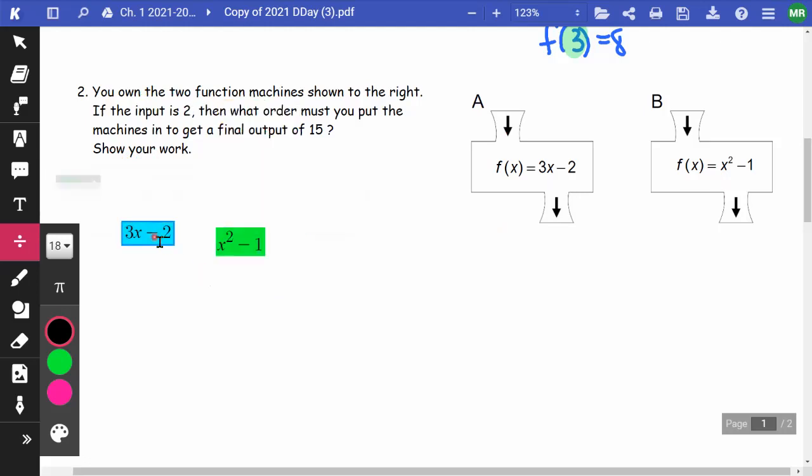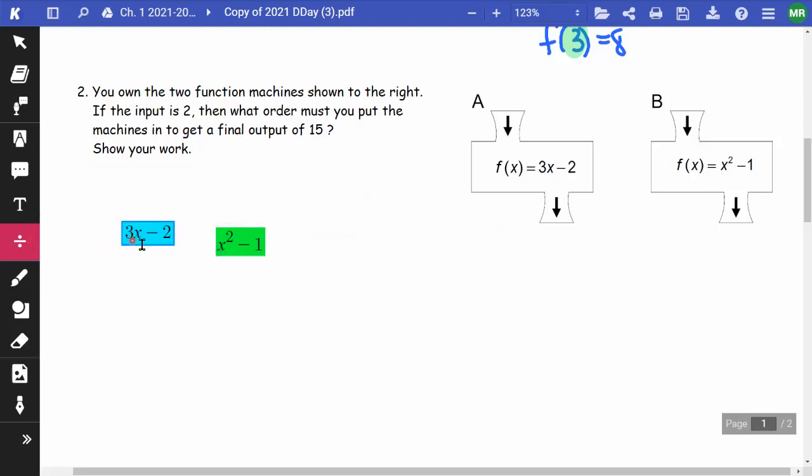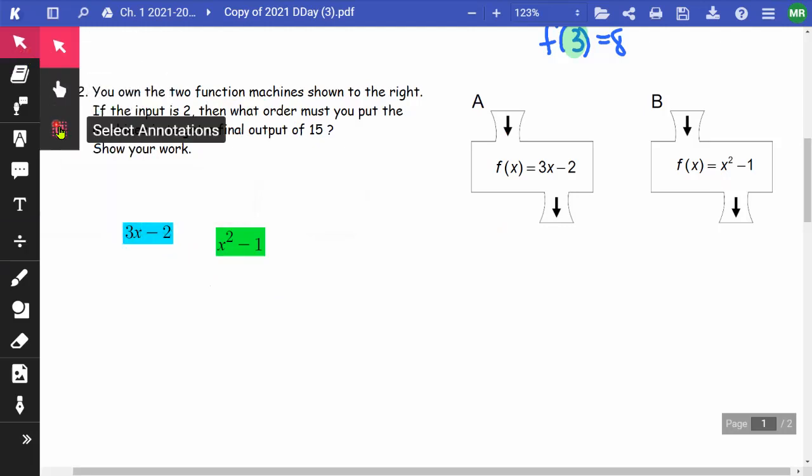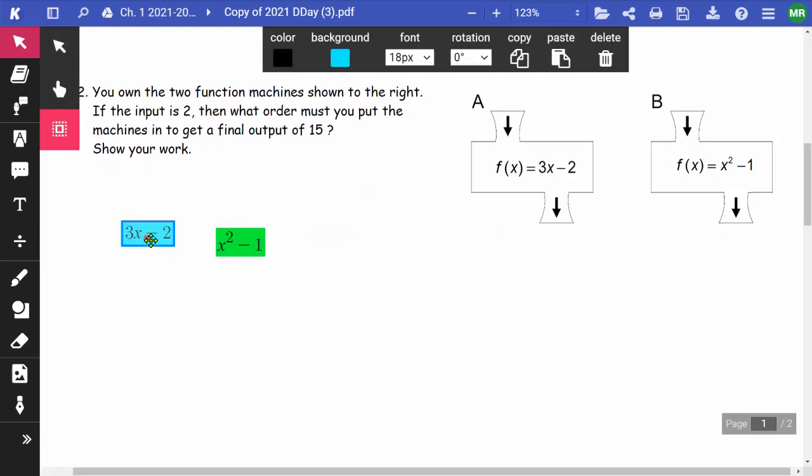Okay. So I've got this one here, which is A, and this one here, it's B. I'm going to copy both of them. I'm going to come here to select, come down to annotate, select annotations. Okay, click on it. I'm going to copy paste.